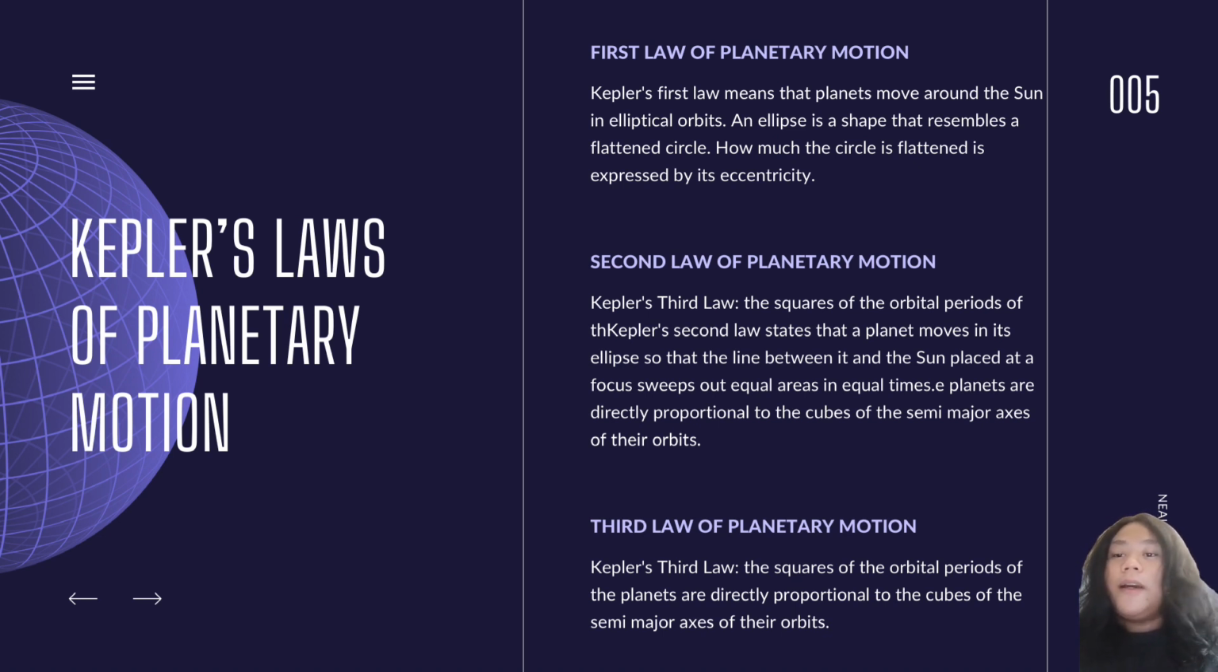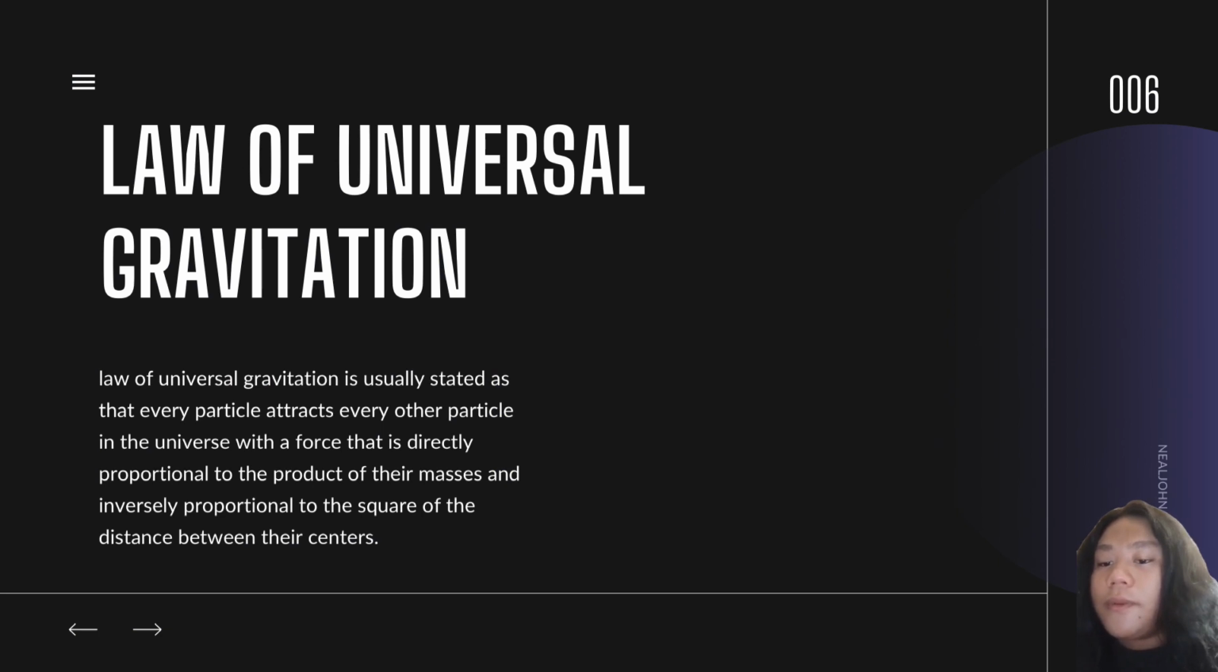How much the circle is flattened is expressed by its eccentricity. Kepler's second law states that the planet moves in its ellipse so that the line between it and the sun, placed at a focus, sweeps out equal areas in equal times. Third law: the squares of the orbital periods of the planets are directly proportional to the cubes of the semi-major axes of their orbits.